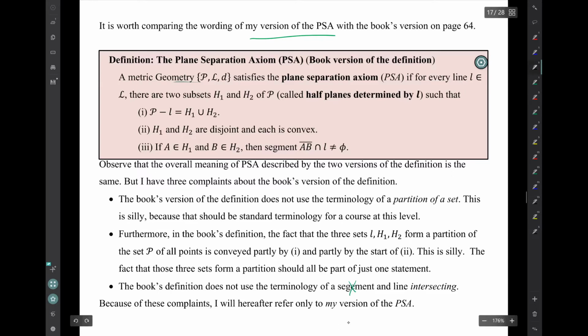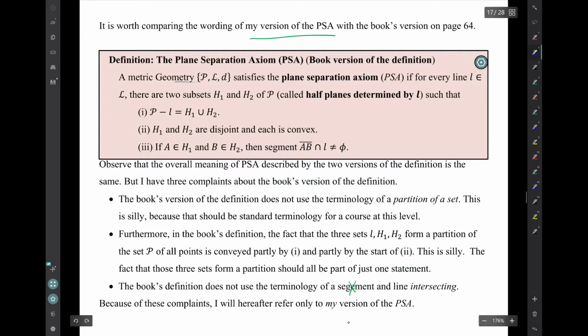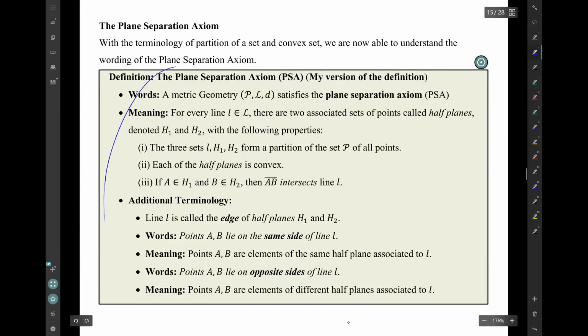Also, the book's definition does not use the terminology of a segment and line intersecting. To say that the intersection of the segment and the line is not empty could just be spoken as the segment and line intersect. That's a smaller complaint, but these two, I think, make the book's definition a lot harder to make sense of. So for that reason, I will, from now on, only refer to my version of the plane separation axiom, the one presented here 2 pages ago.